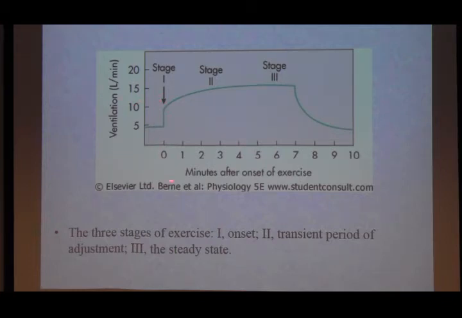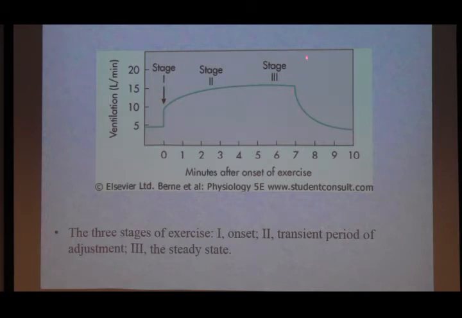Ventilation on the y-axis, minutes after onset of exercise on the x. Notice the ventilation keeps increasing, and you saw this in the exercise testing we did in lab. And that's known as stage 2, the slow, steady increase, a transient period of adjustment. And eventually, if you maintain the exercise intensity at the same level, you get a steady state, okay, where ventilation basically achieves a very stable level.